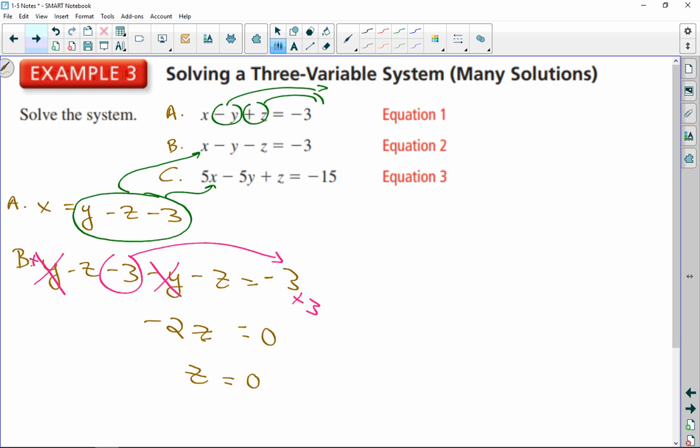Okay, so do C now. Y times Y minus Z minus 3.